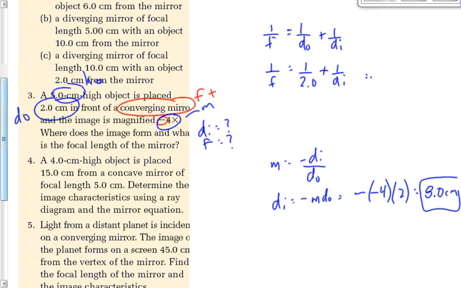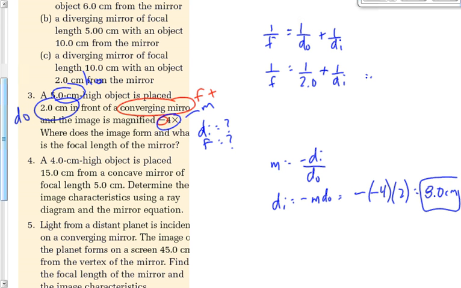Okay, there's DI. Now, it doesn't ask us what the characteristics of this image are, but this tells us something. The fact that we get a positive DI tells us that it's what kind of image? Right side up, upside down, real or virtual? Yep. Well, it tells us directly that it's a real image, because it's a positive DI. Now, you can work that around using the magnification equation to determine whether it's right side up or upside down.